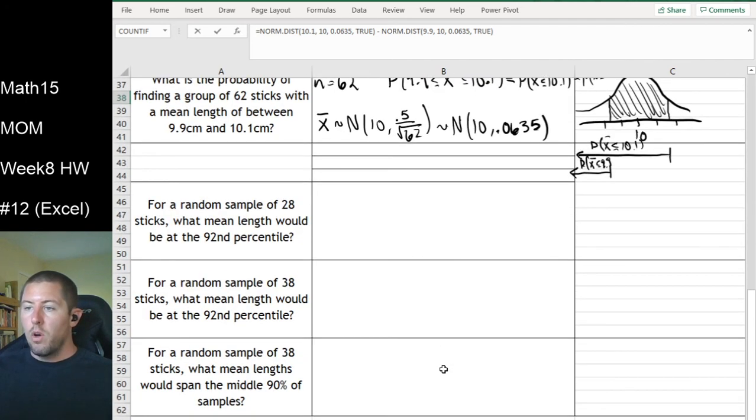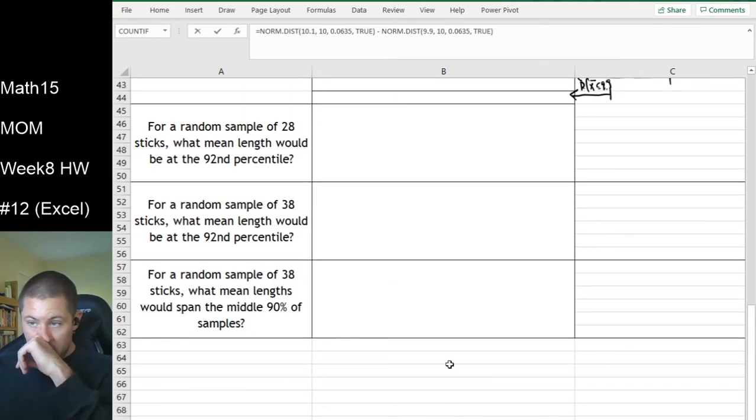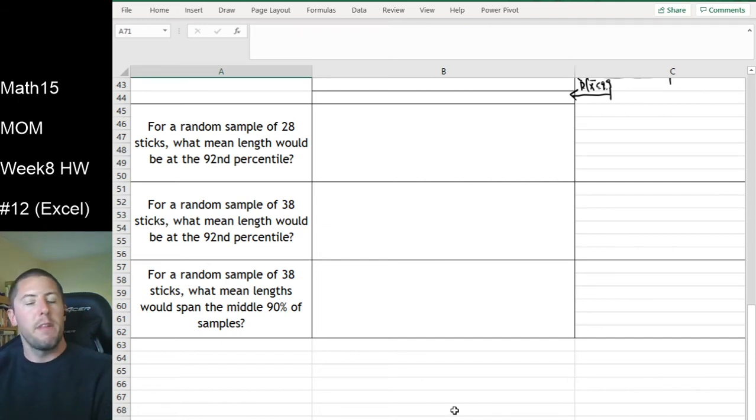All right, so cruising on here, last three questions. The next question here: for a random sample of 28 sticks, what mean length would be the 92nd percentile? Now, we're flipping this question around right here. Notice that we're no longer asking what's the probability of something happening. We're saying we know the probability. We want to be in the case where 92% are below and 8% are above. What we want to know is what x value makes that happen, right? So here, notice though, we're being given an n of 28.